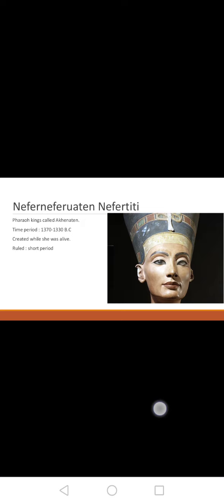Queen Nefertiti was one of the most beautiful women who lived in ancient times. This sculpture of her bust must have been created while she was alive.